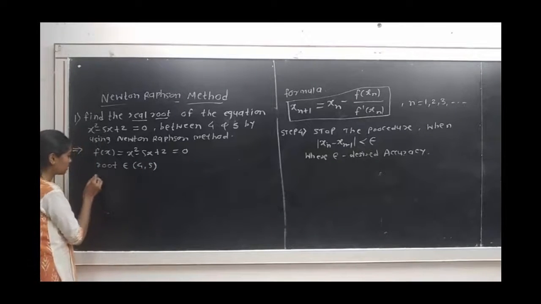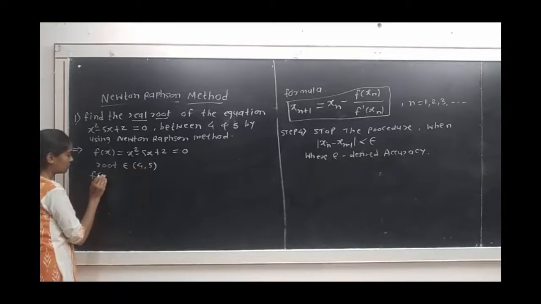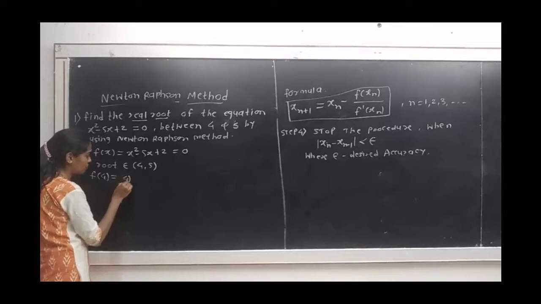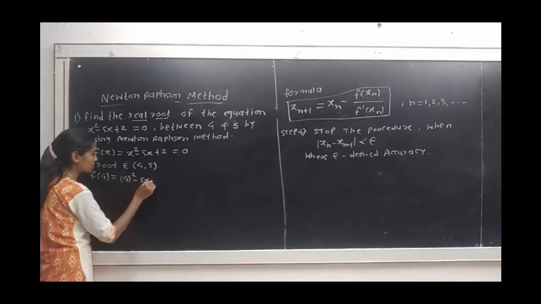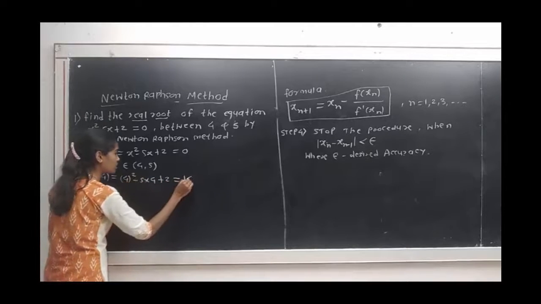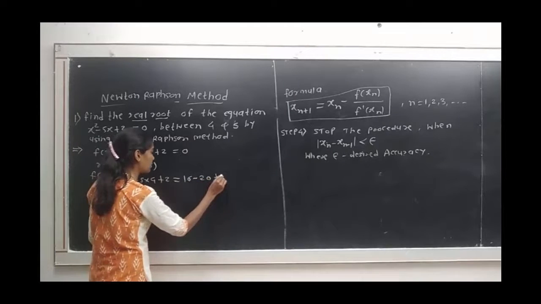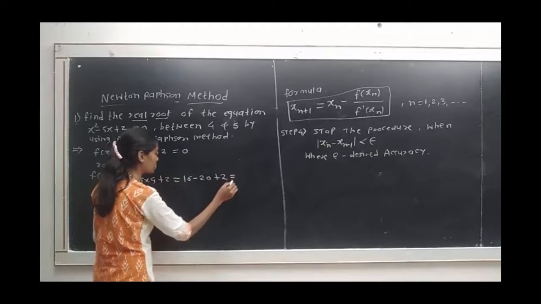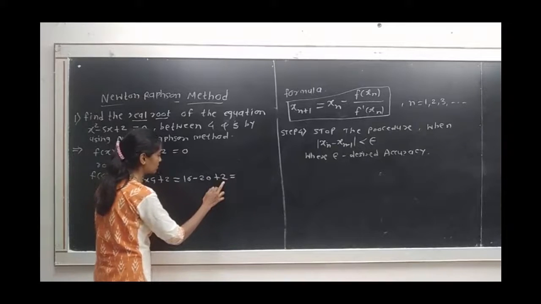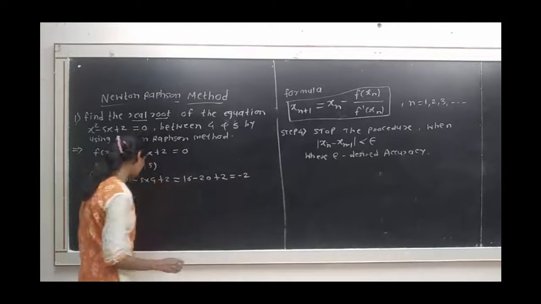So if we find f of 4, then we get 4 square minus 5 into 4 plus 2, which is equal to 16 minus 20 plus 2. 16 plus 2 is 18, and 18 minus 20 will be minus 2.